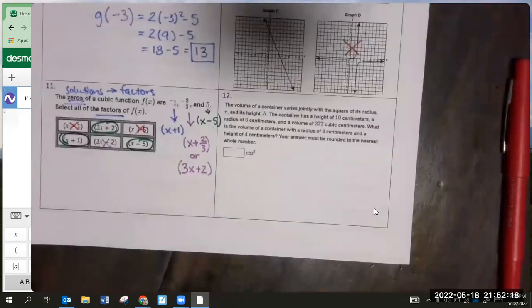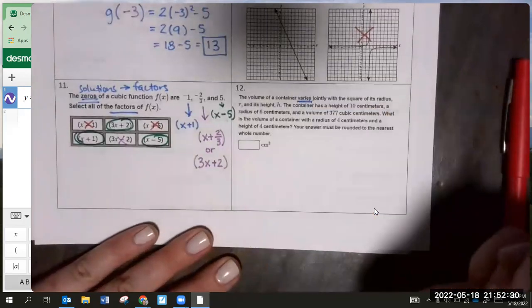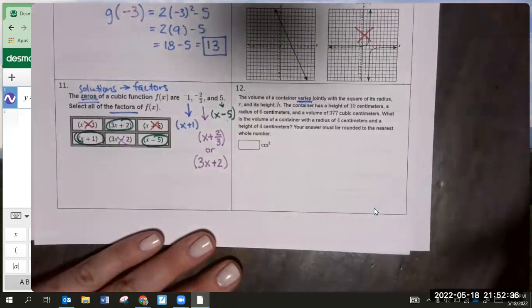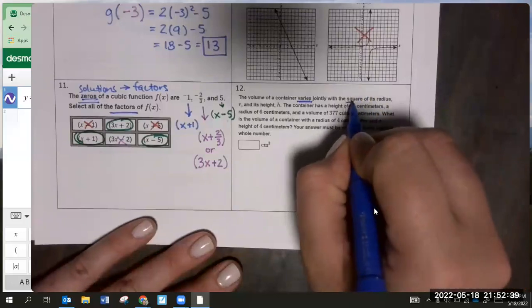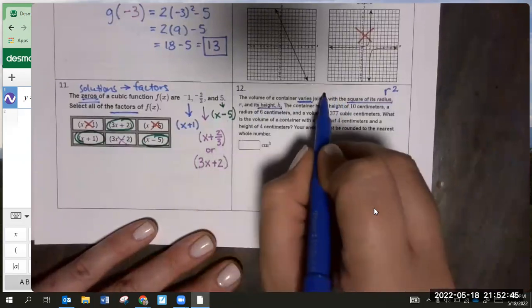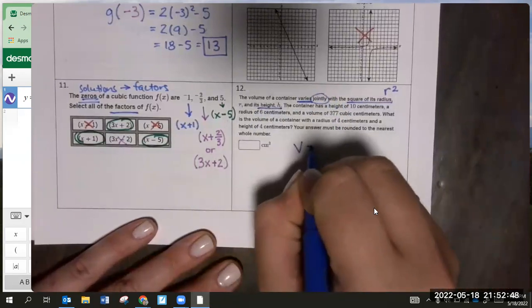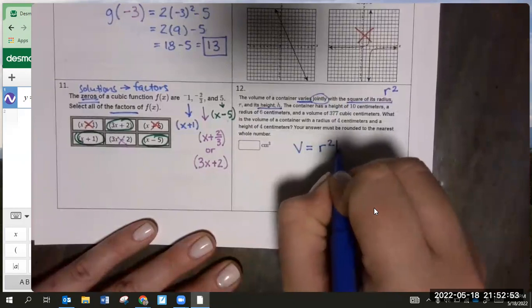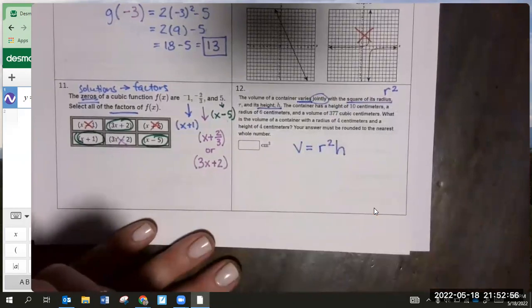Next, the volume of a container varies jointly with the square of its radius and its height. Let's pause and talk about what it means to vary jointly. Varying means it's related. It's going to have a variation, a function. It's going to depend on the square of a radius, or r squared, and the height. Jointly just means together. So my volume is going to vary with the square of the radius and the height. That's all I'm going to set up with that first sentence.